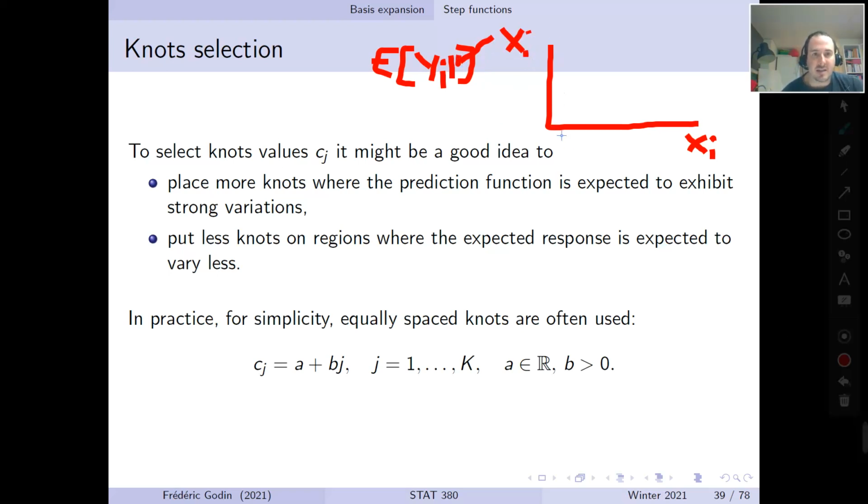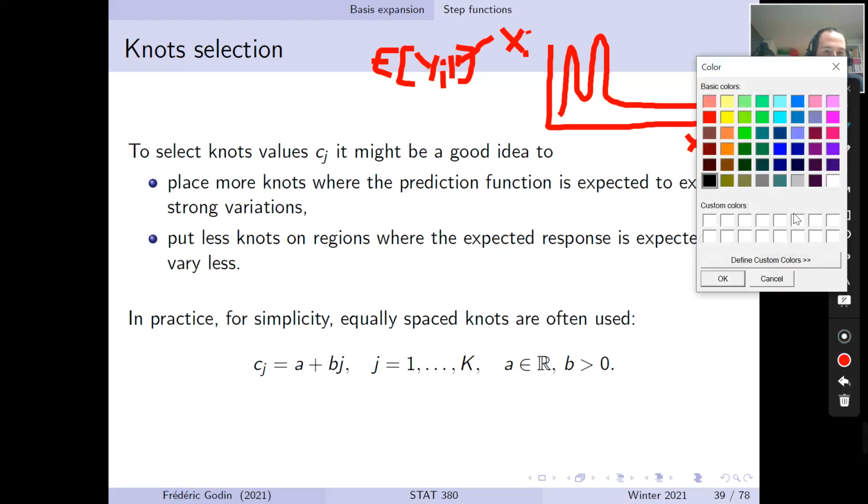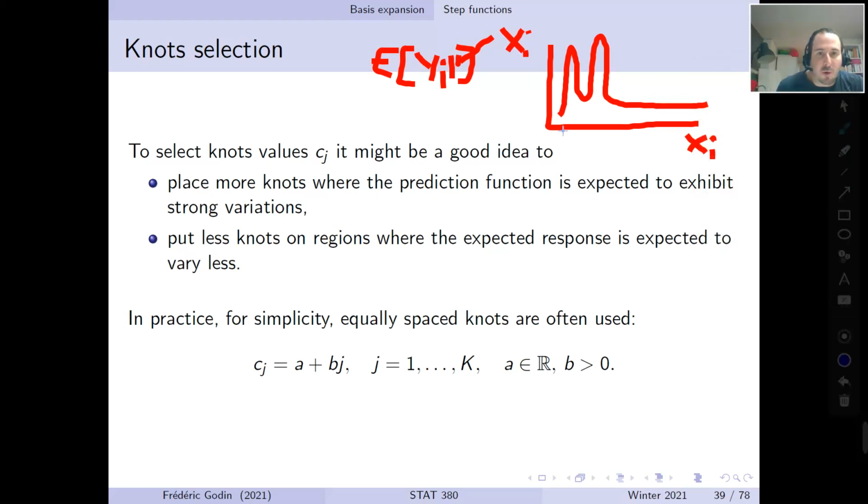So here on this axis is the expectation of the response. This is the predictor. If you have something like this, where you have one region where this varies abruptly and another region where it's more smooth, then probably the best thing to do is to put more knots in this region here, and perhaps fewer here, because having a somewhat constant prediction over these regions is fine, but here you need a prediction which varies a lot to match these bumps. So you need more knots.